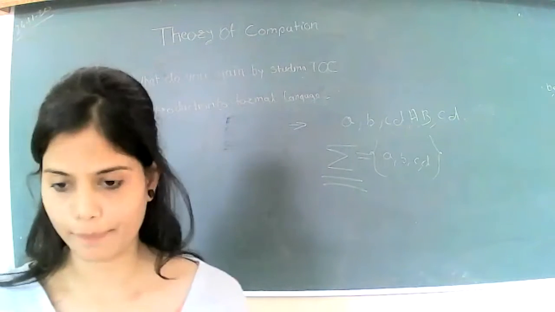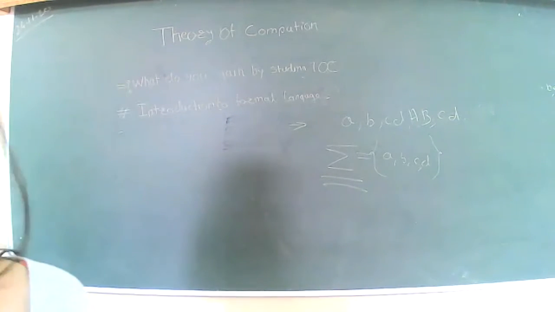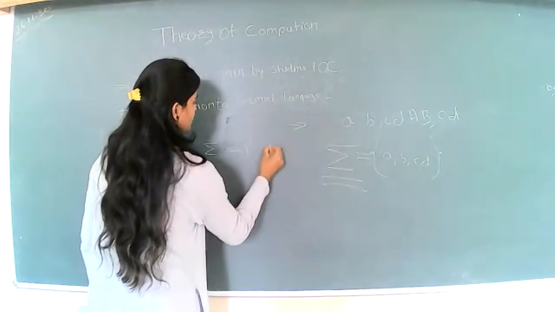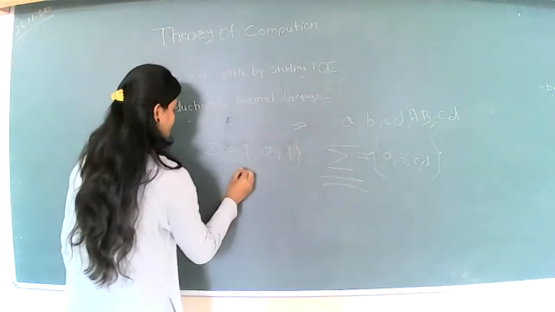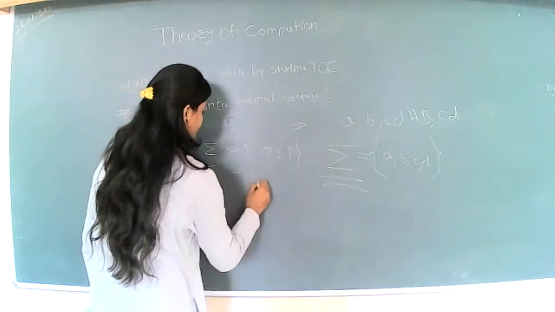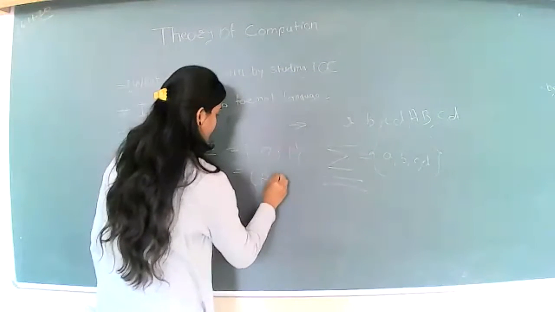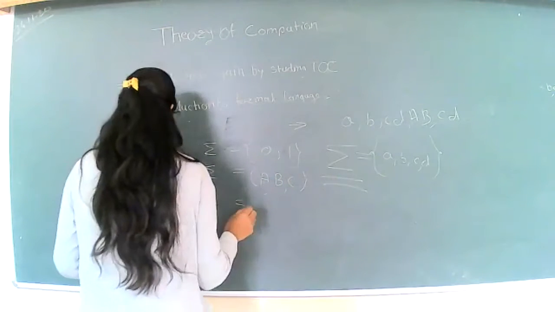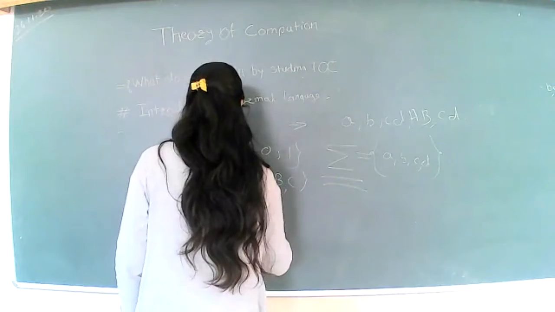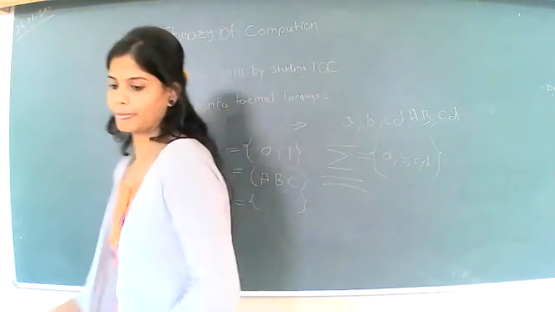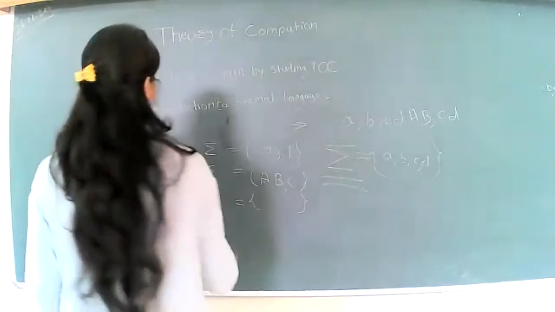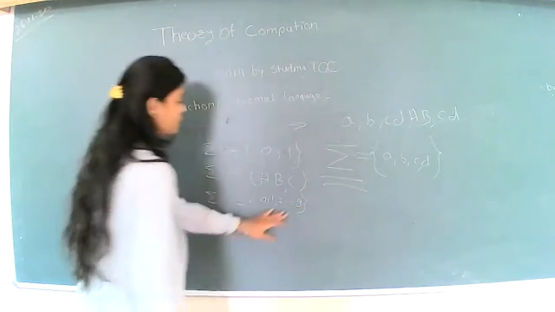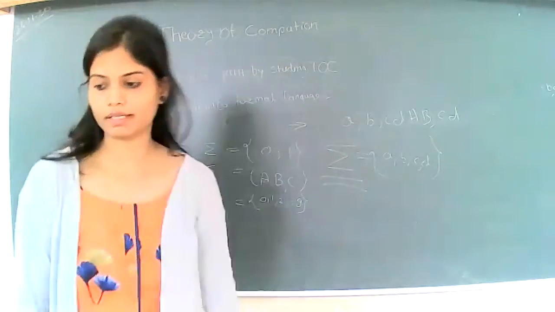Alphabets include the binary alphabet, the uppercase alphabet, and the decimal alphabet. So what is the binary alphabet? Let me tell you. This is your sigma, and this is your binary alphabet. What is the uppercase alphabet? A, B, C, it goes on. What is the decimal alphabet? 0, 1, 2, up to 9, the last one. This is your decimal alphabet.